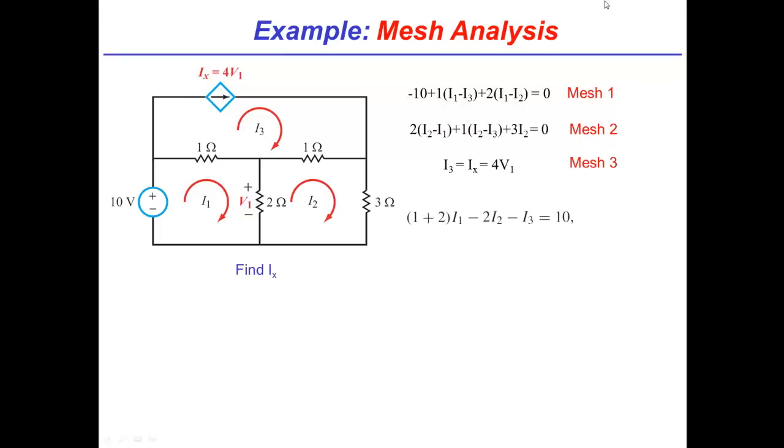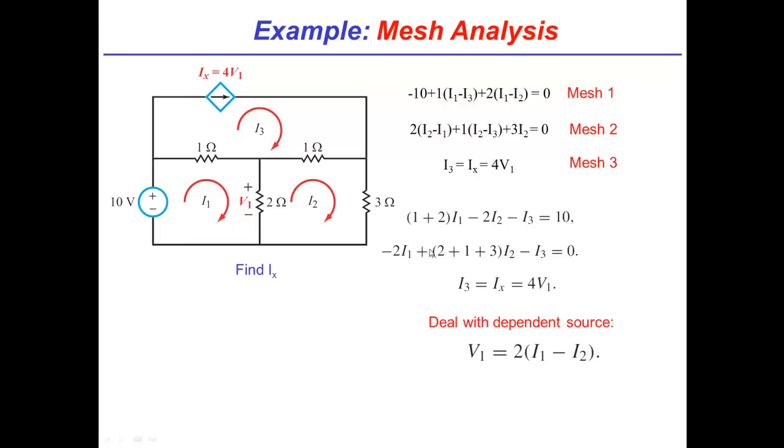So we can now take these equations from mesh 1, mesh 2, and mesh 3, and we can collect them the way we did in the previous slide, where we collected all the current terms on one side and the source terms on the other. And then we can deal with that one dependent source that we had earlier. In other words, we write V1 is equal to 2 times I1 minus I2. And now we can plug these in to solve the equations.